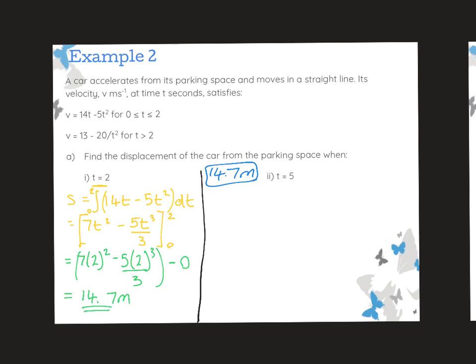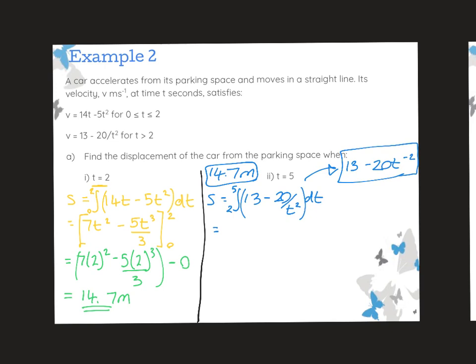So now we just need to look at the displacement between 2 and 5 seconds, and in that case we can use the second equation. Now, to make it easier for me, what I did, you don't have to do this, I rewrote it as t to the power of minus 2. It's whatever you prefer. In the textbook it doesn't do that, but I prefer to leave it like that to do my workings out, and then I'll turn it back into the fraction afterwards, but it's entirely up to you. So if I integrate that, we're going to get 13t.